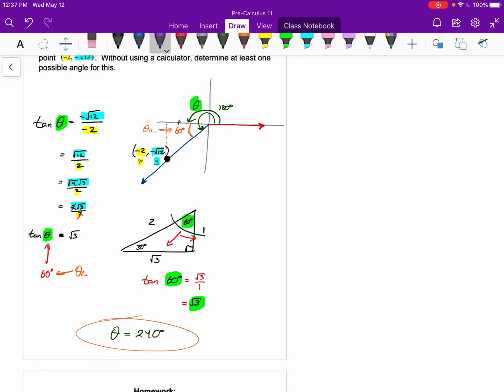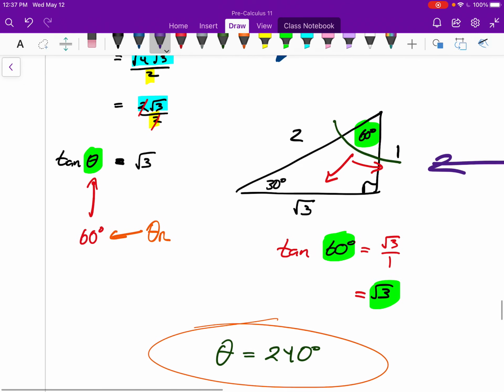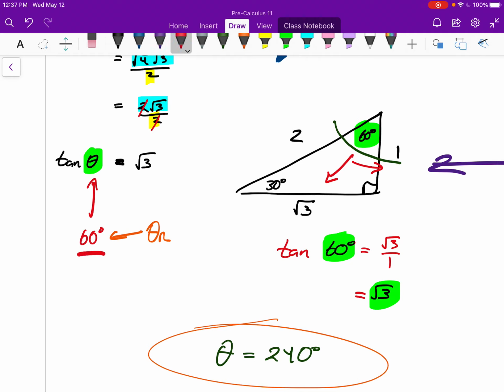And again, if I wasn't using the special triangle, I could have got the answer if I went to a calculator and I typed in the inverse tan of root 3. The calculator would tell me 60 degrees. But I then still have to realize that's actually just a reference angle. That's not the actual angle I had here.